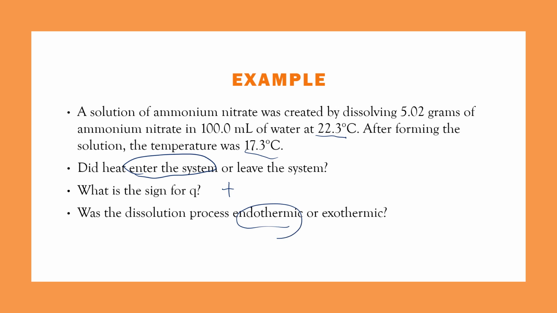You just need to really be careful because you're measuring the temperature of the surroundings. Right? You can't measure the individual ammonium nitrate particles as they're interacting with the water molecules. It's not possible. So we're measuring the surroundings, and since the surroundings decreased in temperature, the surroundings are losing the heat. The system must be gaining the heat. So just be careful with that.